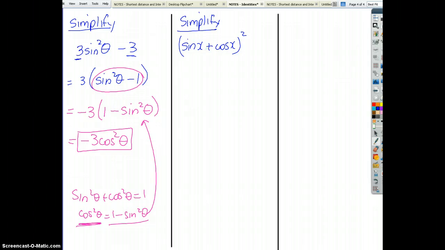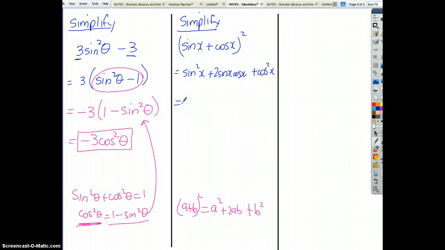So if I come down here, I'm just going to remind us of our basic expanding. If we have a plus b all squared, we know that's a squared plus b squared plus 2ab, don't we? So I'm just going to apply that here. So let's do that. So we've got sine of x squared, so sine squared x, second term squared, so plus cos squared x plus twice the product, so 2 sine x cos x.